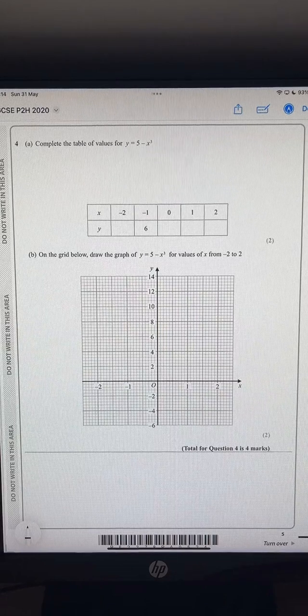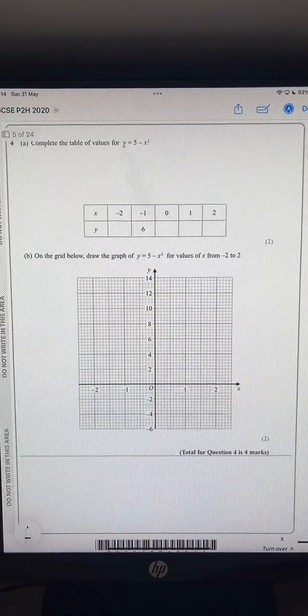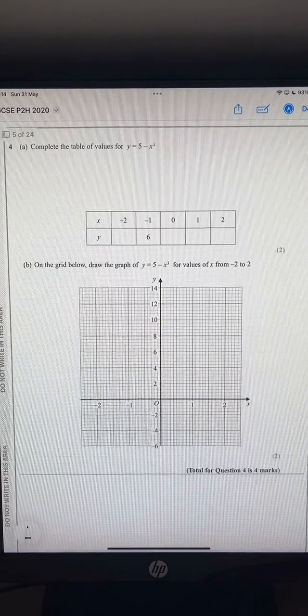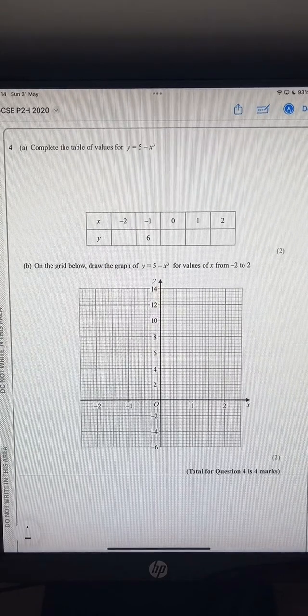So we are told to complete the table of values for y equals 5 minus x cubed. That's a cubed, by the way. So this one, nice little substitution.